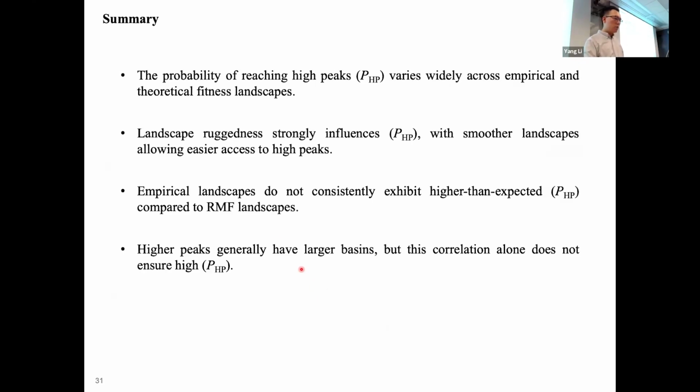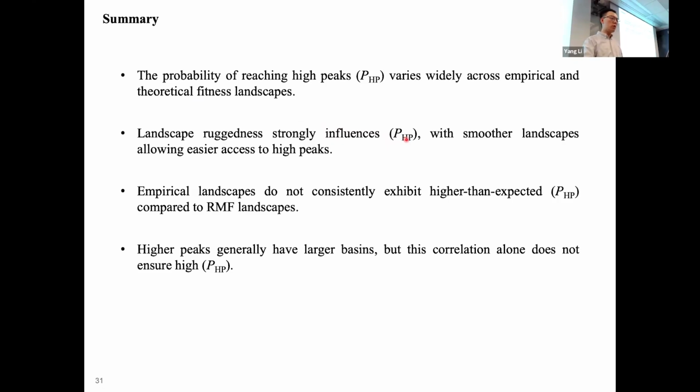So let's go to the summary of results. Firstly, the probability of reaching a high peak varies widely across the empirical landscapes and the theoretical landscapes. We are using the Rough Mount Fuji model here, and actually in our paper we are using the NK model and the House of Cards model. The House of Cards model is a random landscape. And the landscape ruggedness affects the probability of reaching a high peak a lot.